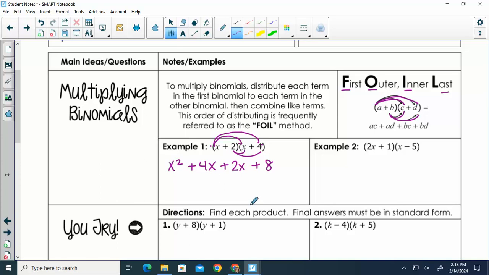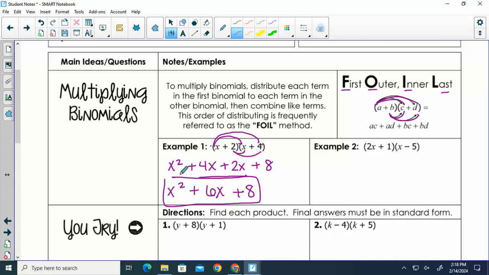Okay, now we check. Are there any like terms? 4x and 2x. Yes. So the x squared stays. 4x plus 2x is 6x plus 8. What would we call this? If it's got 3 pieces, monomial is 1, binomial is 2, trinomial. Cubic is a third power. So 3 terms is a trinomial.